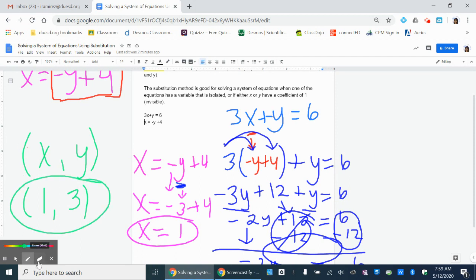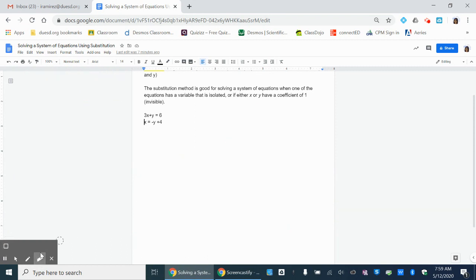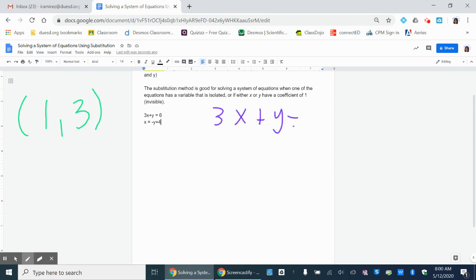Now I'm going to show you guys how to check your answer. You guys can go back and rewind the video if you need to get caught up. I'm going to show you guys how to check the answer. So again, the answer was 1 comma 3. So I'm going to use both equations. I'm going to go ahead and use blue for the first equation. So the first equation is 3x plus y equals 6.